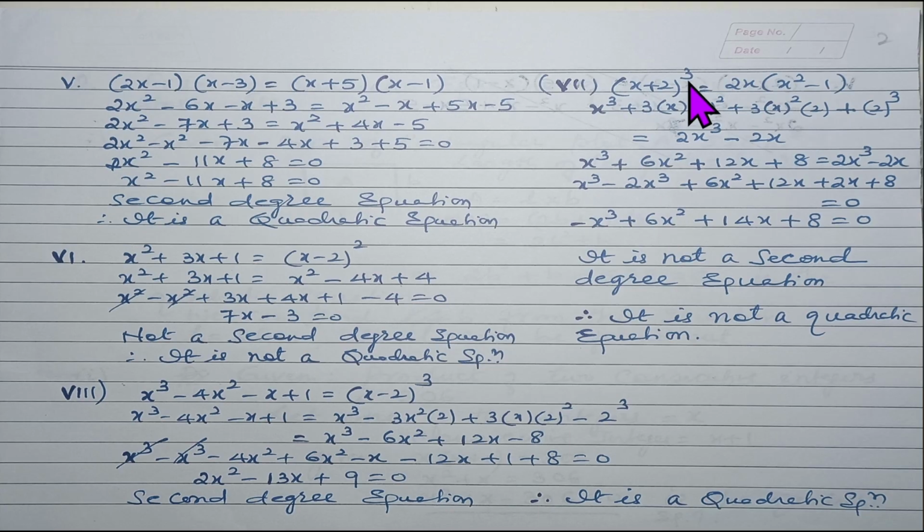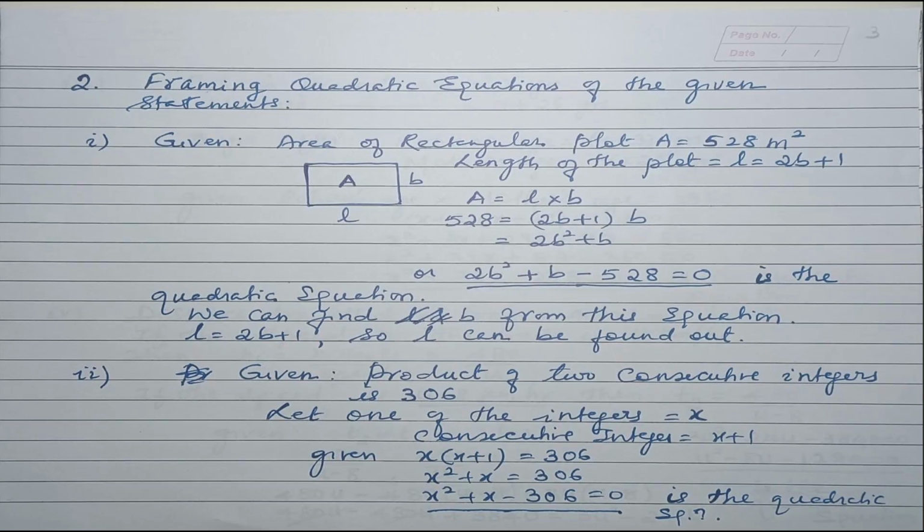X plus 2 cube is equal to 2x in the bracket x square minus 1, and now here you have to apply again a plus b whole raised to cube. A plus b whole raised to cube is a cube plus 3a square b plus 3ab square plus b cube, and that is equal to 2x cube minus 2x. Now apply that identity, we get x cube plus 6x square, and plus 12x plus 8 is equal to 2x cube minus 2x, and simplify this, we get minus x cube plus x square plus 14x plus 8 equal to 0. It is not a second degree equation, rather it is a third degree equation, and therefore it is not a quadratic equation. Remember that.